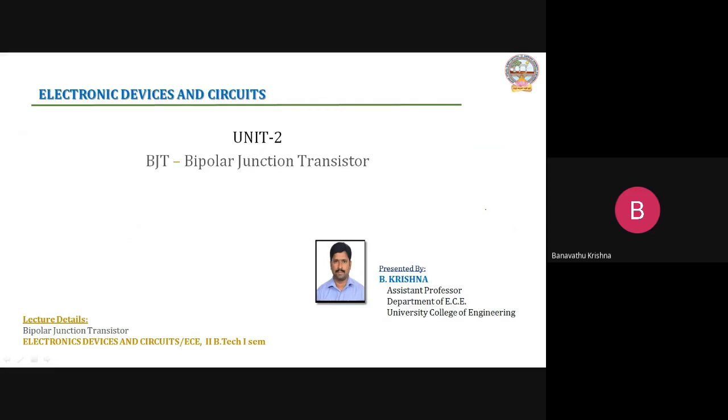Today's class is on the bipolar junction transistor. In that, I am going to discuss bipolar junction transistor current components and the relationship between alpha and beta, that is, the amplification factors alpha and beta.